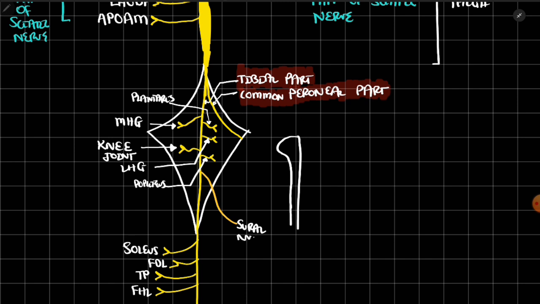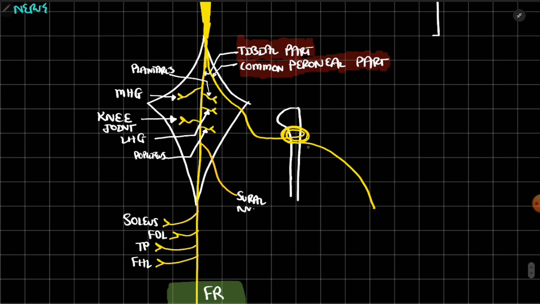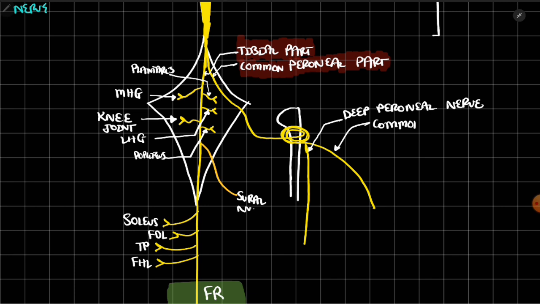So basically this is the upper end of the fibula. What happens is the common peroneal nerve winds around the neck of the fibula and divides into two branches. Let me also write the names of these two branches. Basically, it is the deep peroneal nerve and the superficial peroneal nerve.